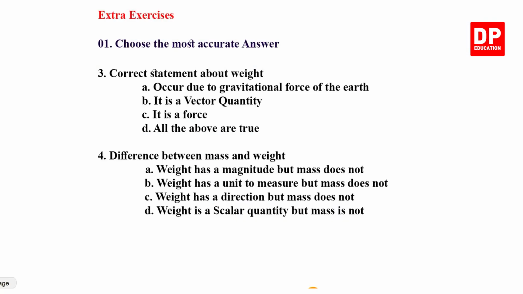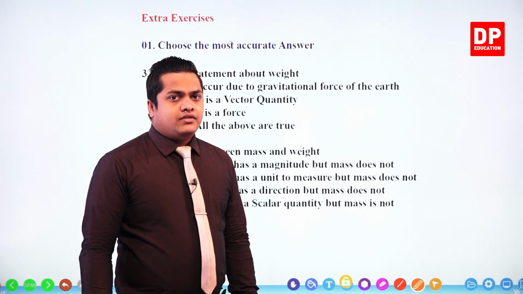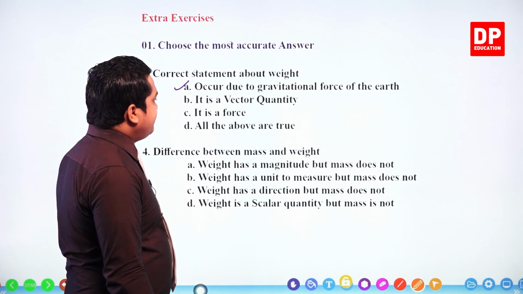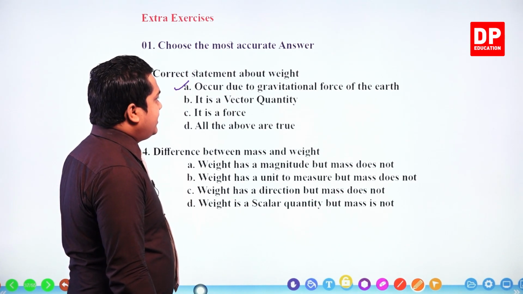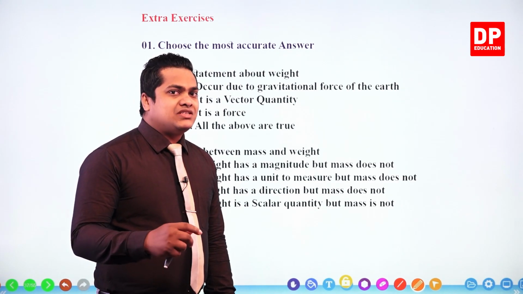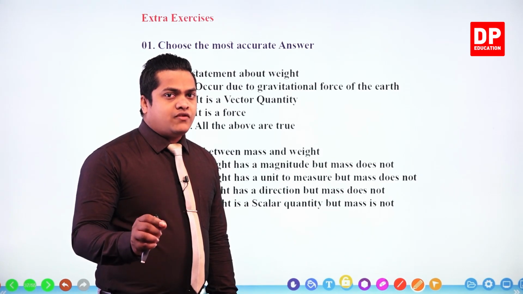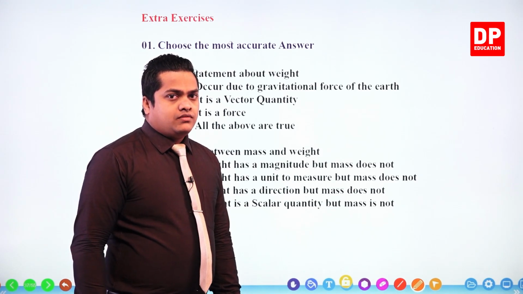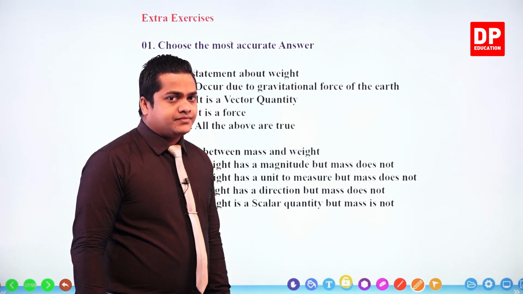Next one. Correct statement about the weight. Weight occurs due to the gravitational force of the Earth. It's correct, right? Weight is a factor that occurs because of the gravitational force. It is a vector quantity. Absolutely. Weight is a vector quantity because it is a force. The direction of weight is always towards the ground. So it's correct.